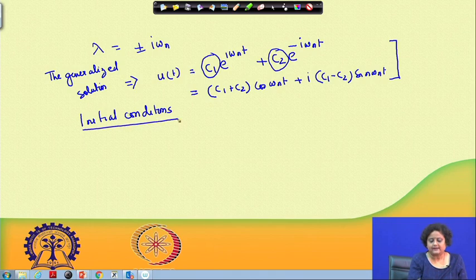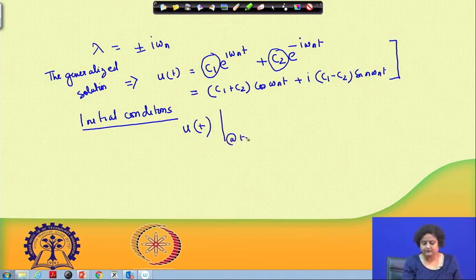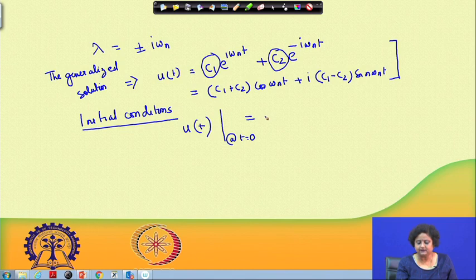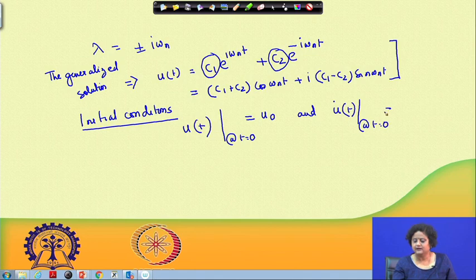As I said earlier, the initial conditions will be the displacement at t equals 0, when the vibration initiates, and let me give a very generalized symbol for this. So, let us say u(t) at t equals 0 is equal to u0, and the velocity at t equals 0, that is u dot (t) at t equals 0, let us call that u dot 0. So, I have these two conditions.